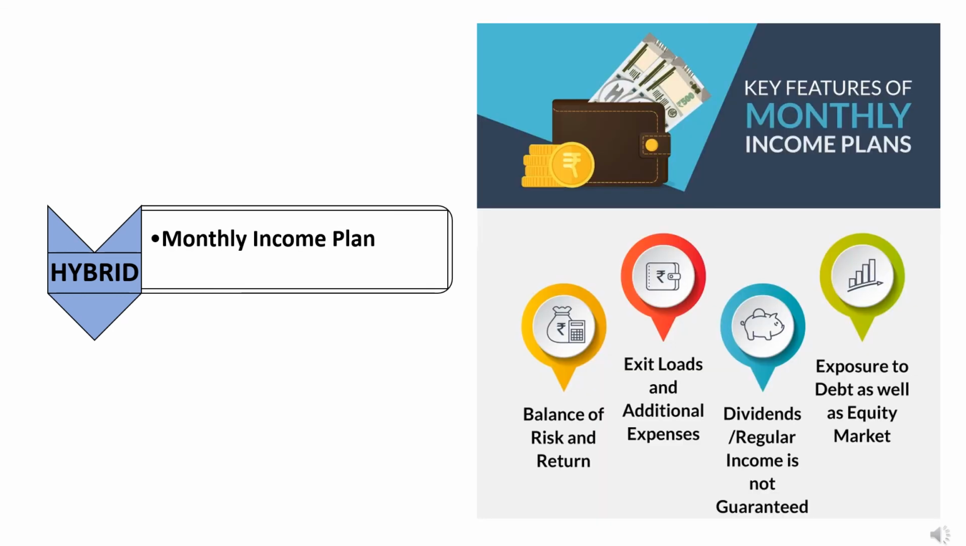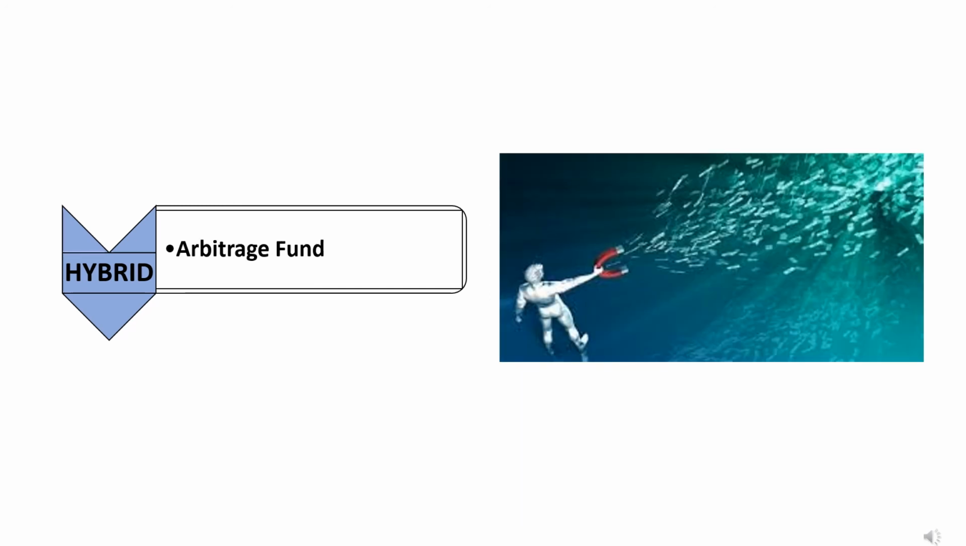The third classification of hybrid fund is the monthly income plan, or commonly called MIPs, which are the hybrid funds that invest predominantly in debt instruments. A monthly income plan would generally have 15 to 20% exposure to equities. This would allow it to generate higher returns than regular debt funds. The MIPs provide regular income to the investor in the form of dividends. Investors can choose the frequency of dividend payout as monthly, quarterly, half-yearly, or annually.